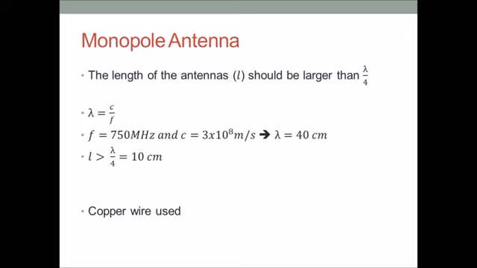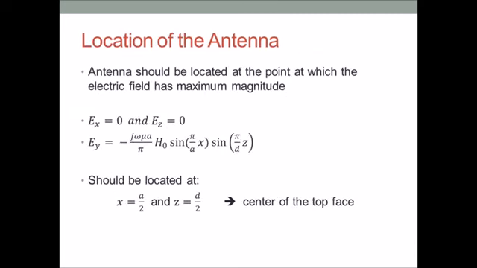To find the optimum location of the antenna, we should consider the points at which the electric field is maximum. The x and z components of the electric field are 0, so we should consider the y component, and it is maximized at x equals a over 2 and z equals d over 2. These locations correspond to the center of the top face. And these were the preliminary work.